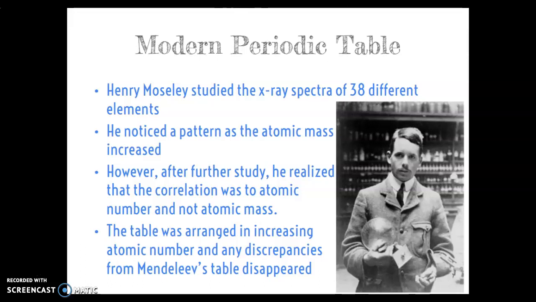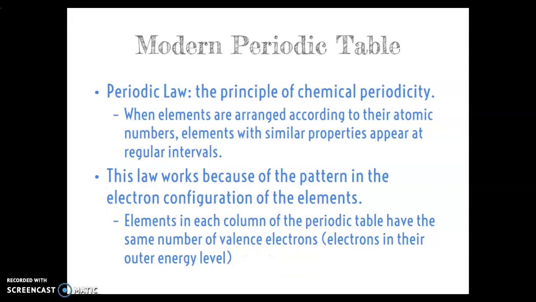Okay, and the periodic table becomes then perfect. So the periodic law is the principle of chemical periodicity. It is when elements are arranged according to their atomic numbers, elements with similar properties appear at regular intervals. This is very important because periodic law allows you to predict the patterns of the elements based upon their family or the column that they're in, or you can predict elements based on the series, based upon the row that they're in. And so it all comes down to valence electrons.